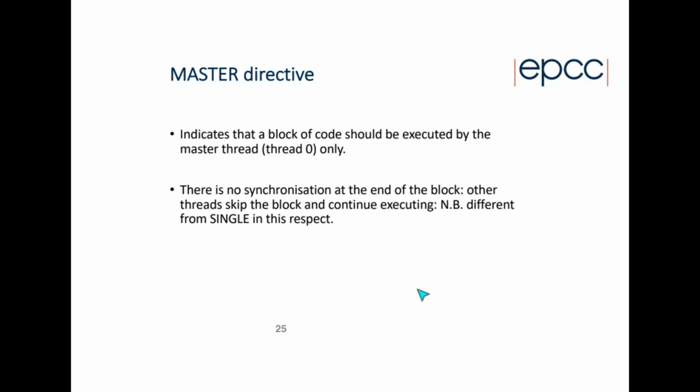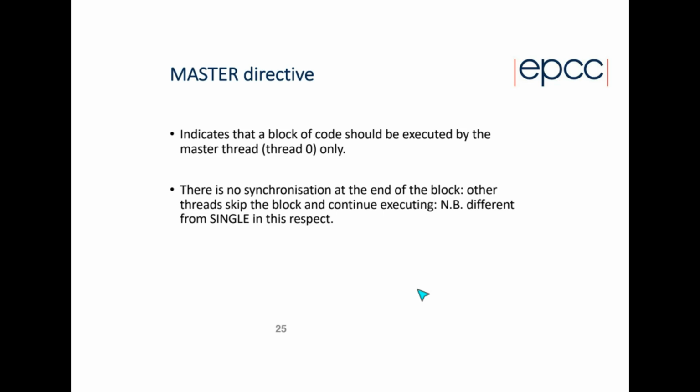But for reasons that go back to the very beginning of OpenMP, and it's not really clear why this choice was made, there isn't synchronization at the end of the block. So for master, the other threads skip the block and continue executing. So it's different from single. There is a way to add a barrier at the end. We'll talk about that in the synchronization session.